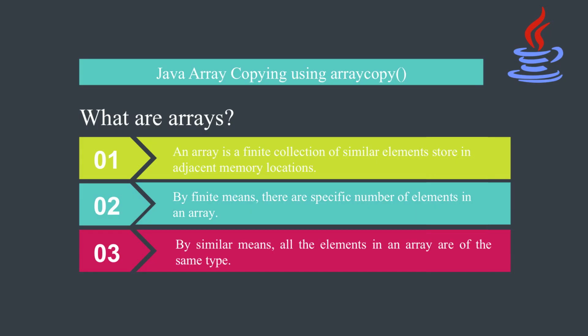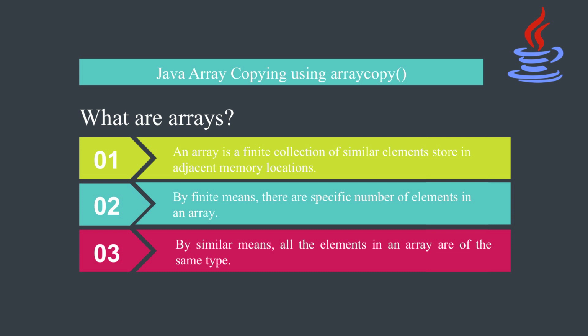So learner, in the next part we are going to discuss Java array copying using the copy array method. So first of all, we will understand what is an array. As we have discussed earlier, an array is a collection of elements or values of the same data type, or we can say an array is a finite collection of similar elements stored in adjacent memory locations.